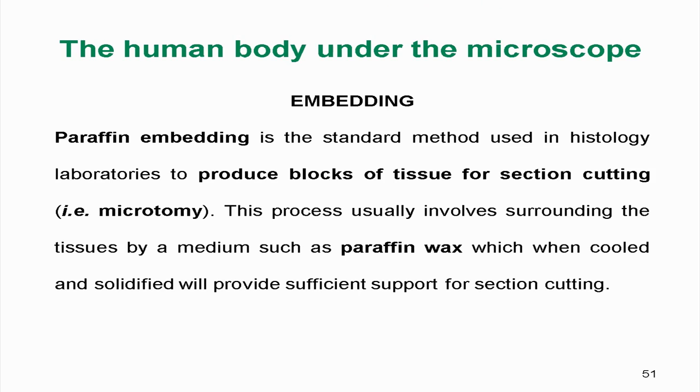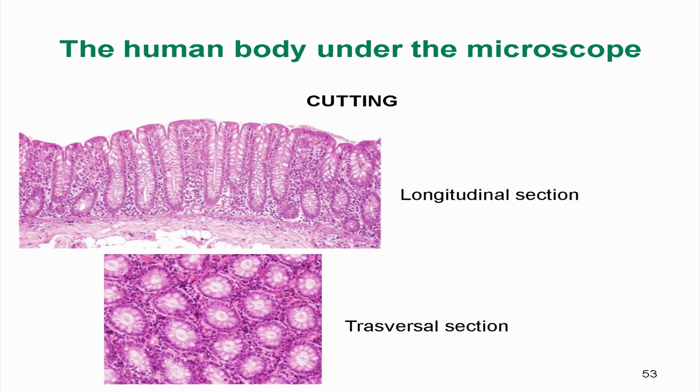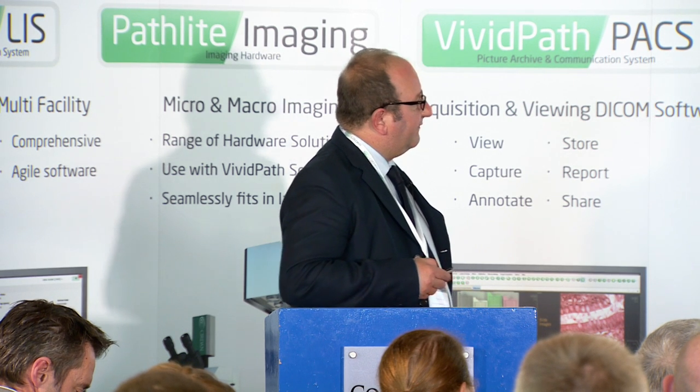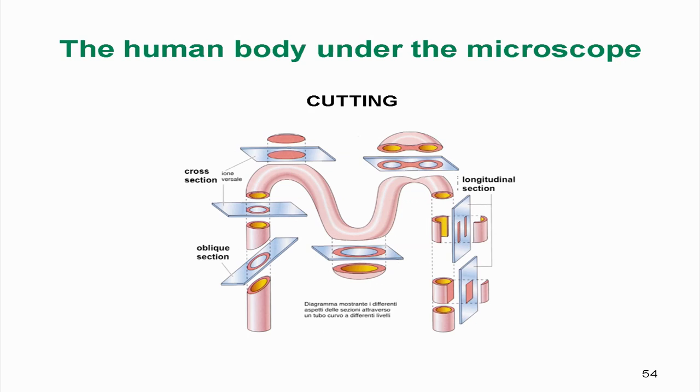Embedding, the paraffin embedding, is the standard method used in histology to produce blocks of tissue for section cutting by microtome. And normally we use a 2-4 micrometer section for the image analysis process with different technology. An important point is that we can have a longitudinal section or a transversal section, and in a section that can be analyzed under the microscope, we never have this regular structure, but a combination of cross section, oblique section, and longitudinal section, and this changes the evaluation of the quantitative parameters under study.